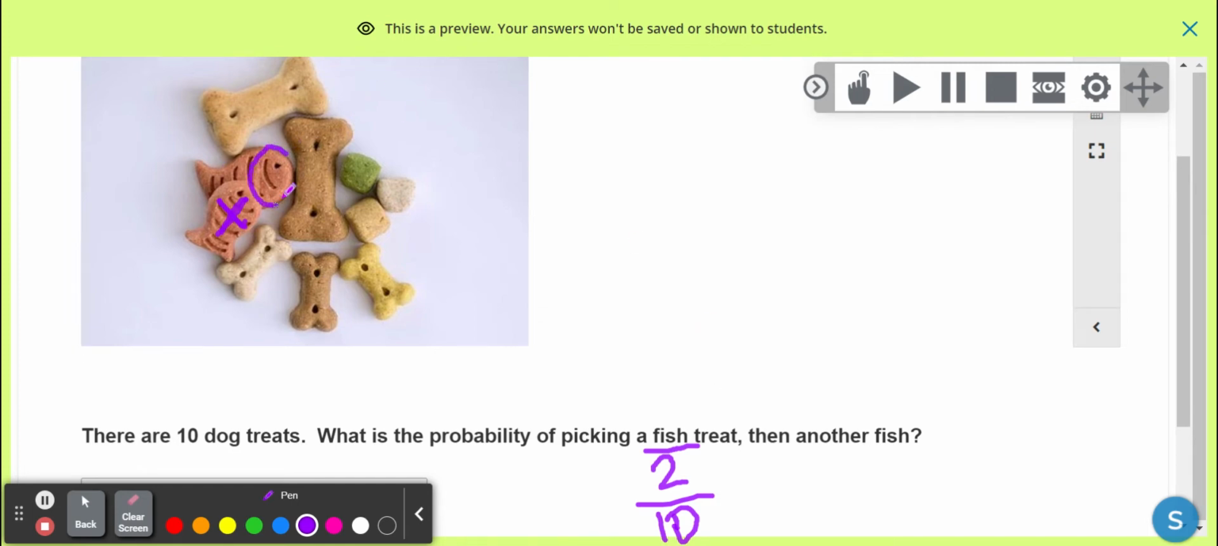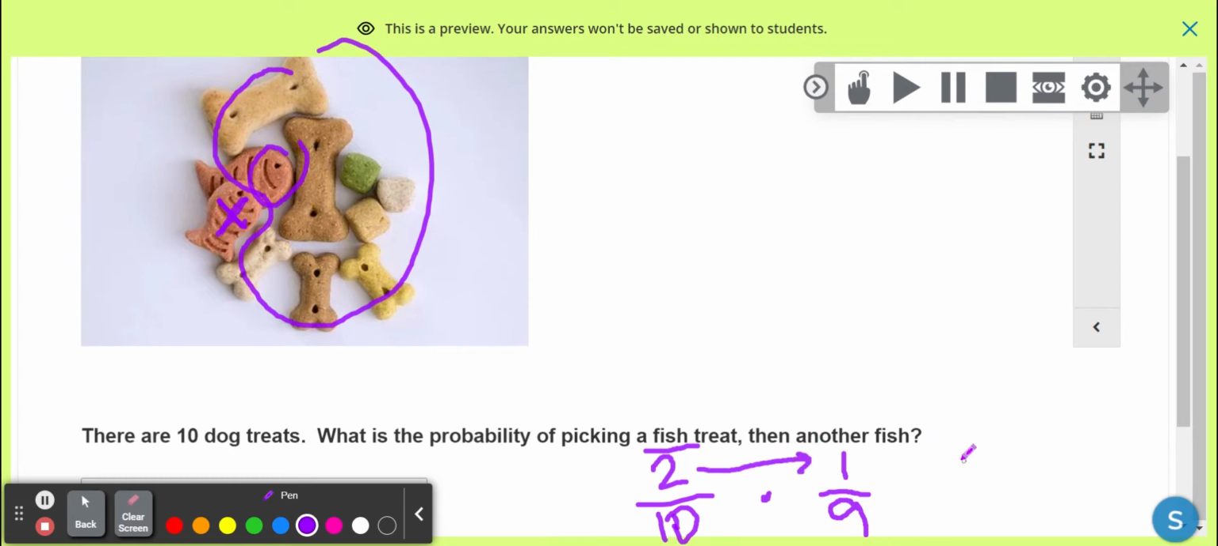There's this one fish left here out of 9 remaining treats, because if we gave this first one to the dog, it was eaten, we don't have it anymore. So we have one more fish treat out of the 9 remaining treats. So now we have to multiply both of these fractions together. So 2 times 1 is 2, and 10 times 9 is 90.